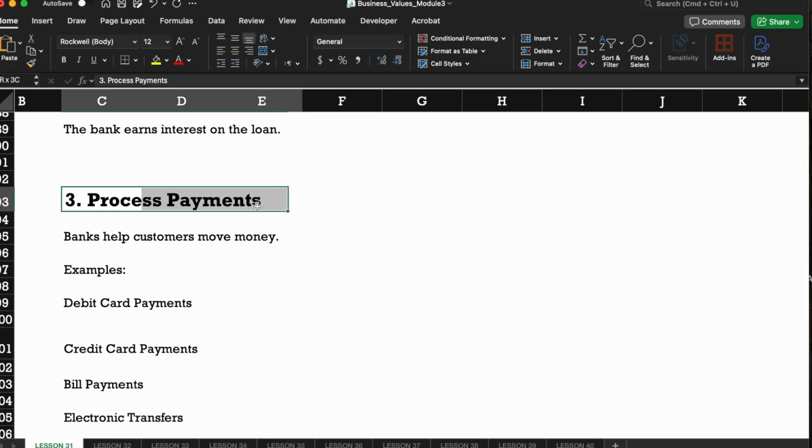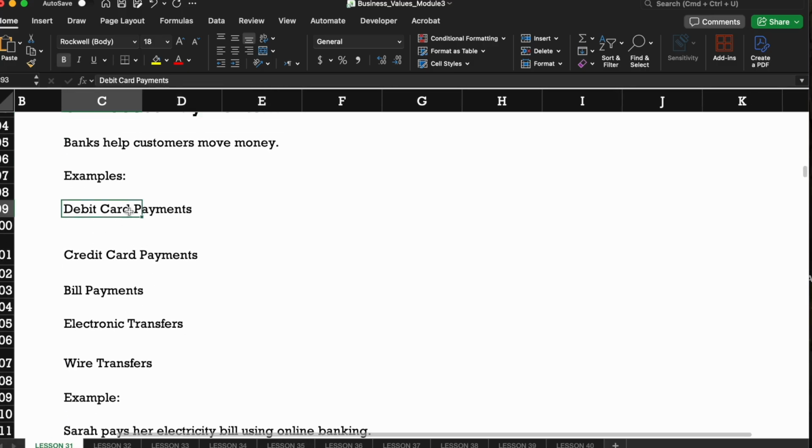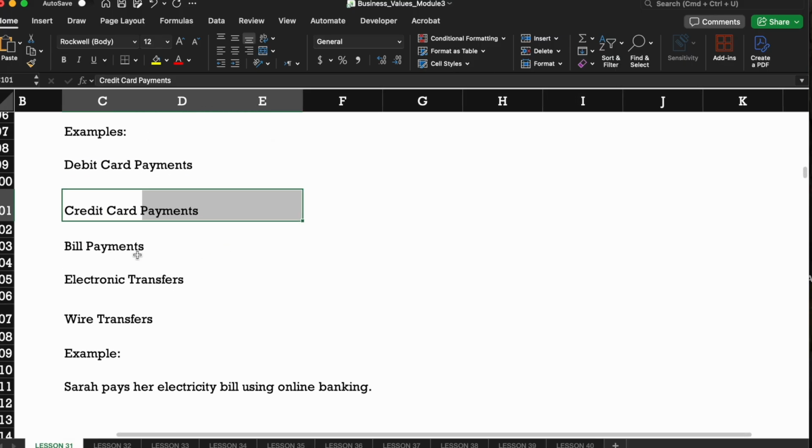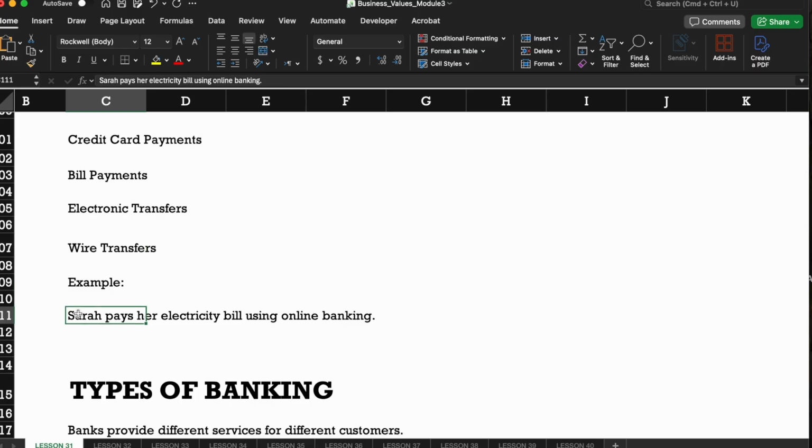Number 3, process payments. Banks help customers to move money, for example debit card payment, credit card payment, bill payment, electronic transfer, wire transfer. Sarah pays her electricity bill using online banking.